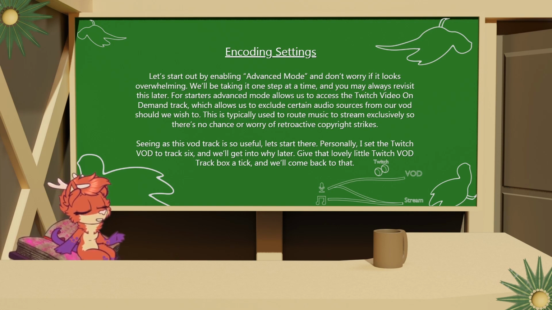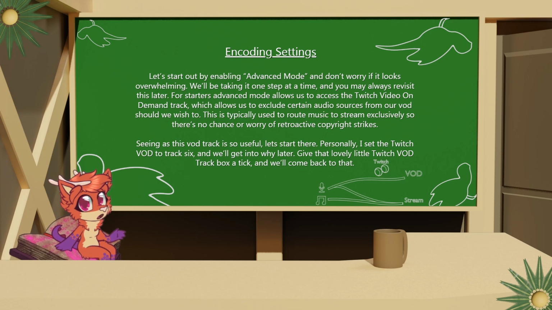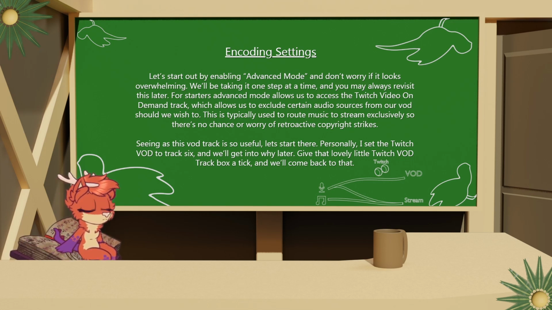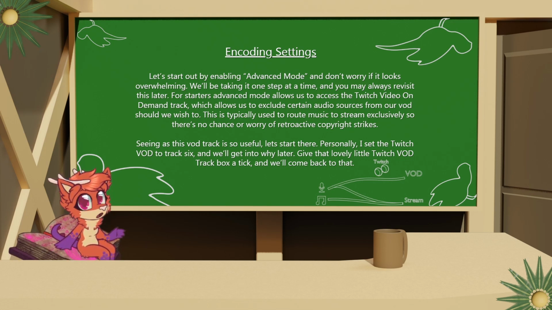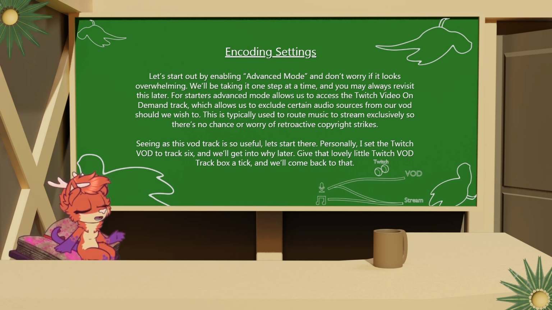For starters, advanced mode allows us to access the Twitch video on demand track, which allows us to exclude certain audio sources from our VOD should we wish to. This is typically used to route music to stream exclusively, so there's no chance or worry of retroactive copyright strikes. Seeing as this VOD track is so useful, let's just start there. It's right there, it's easy. So personally, I set my VOD track to 6. You just get a little tick, 6 there, after enabling it. And we'll get to why later.